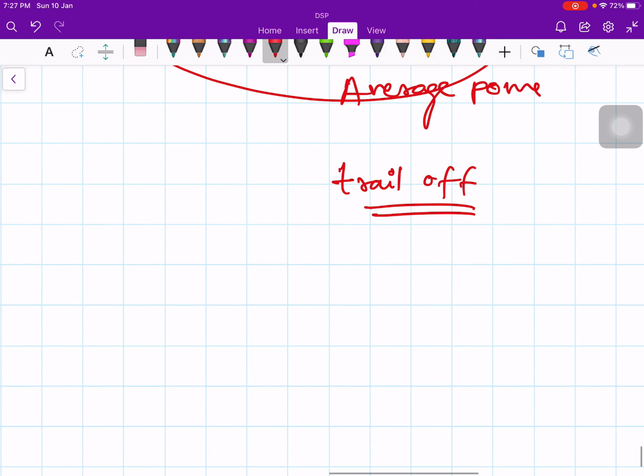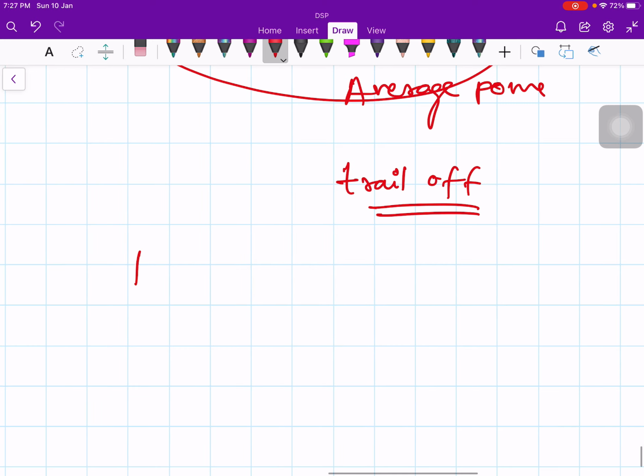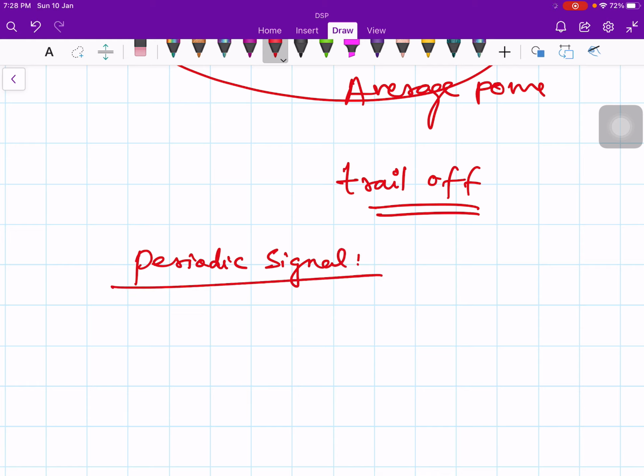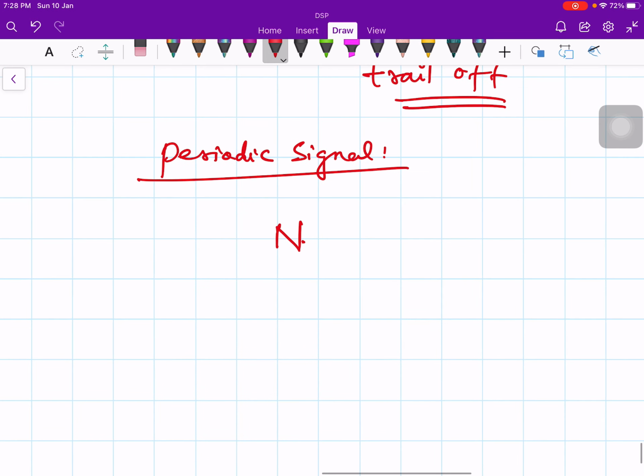Now, how about the periodic signal? How do you find out the average power? If you have a periodic signal, then your job is very simple, okay. A periodic signal of period capital N is going to repeat after every N samples, right? Then all you have to do is take the average over one period, that is enough. No need to take the average from minus infinity to plus infinity, since it is periodic.